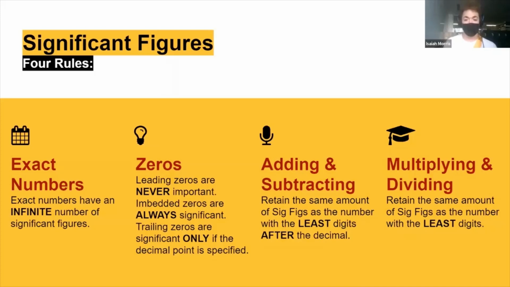Then going into adding and subtracting with significant numbers, you essentially retain the same amount of sig figs as the number with the fewest digits after the decimal. We'll see an example of that again in a little bit. And then for multiplying and dividing, you retain the same amount of sig figs as the number with the least amount of digits. I get that this is a lot of information. We'll delve into it with an example in the next slide.